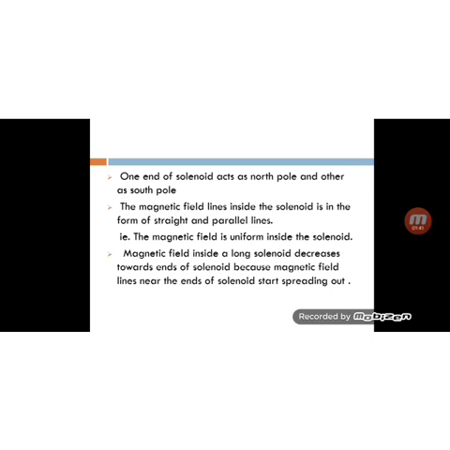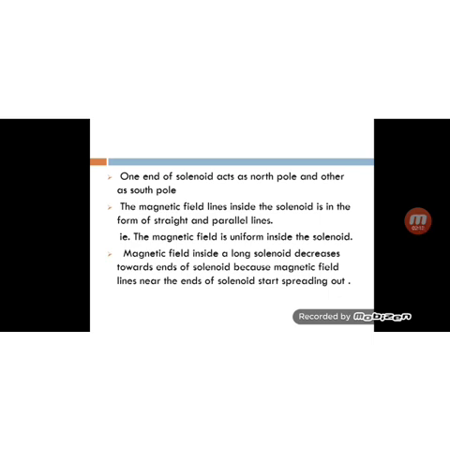The magnetic field inside the solenoid is in the form of straight and parallel lines. The parallel and straight lines show a uniform magnetic field. Hence, the magnetic field inside the solenoid is constant or uniform.